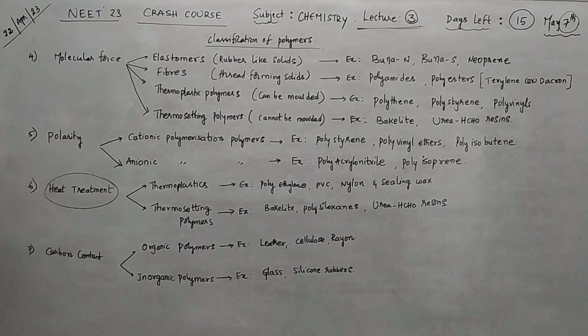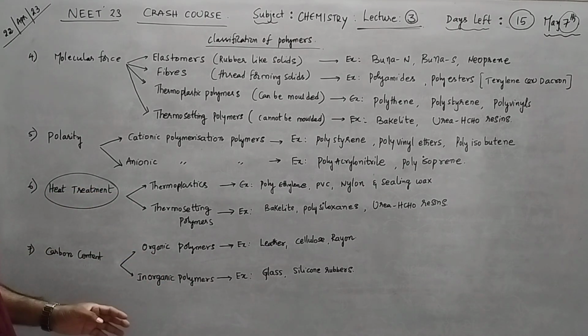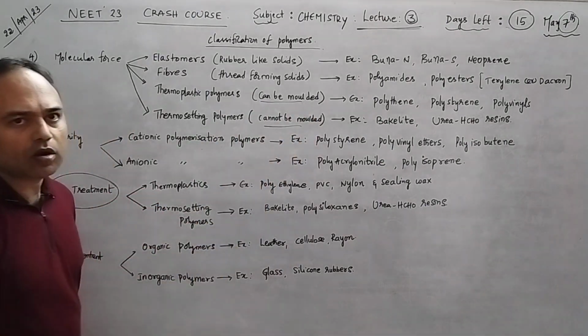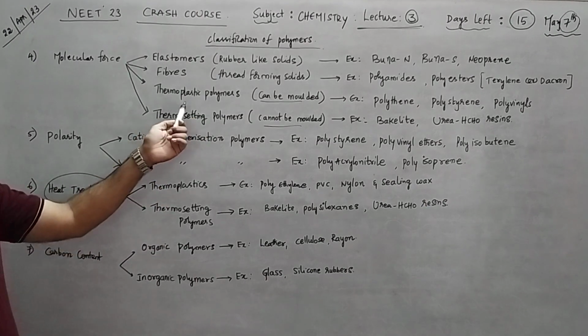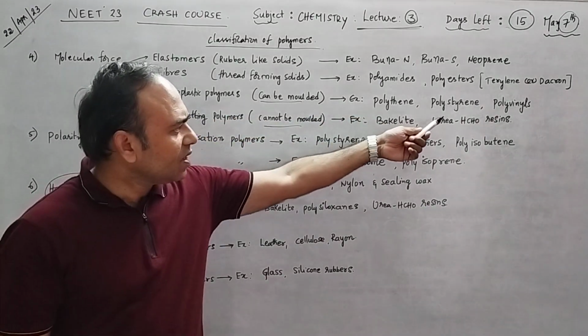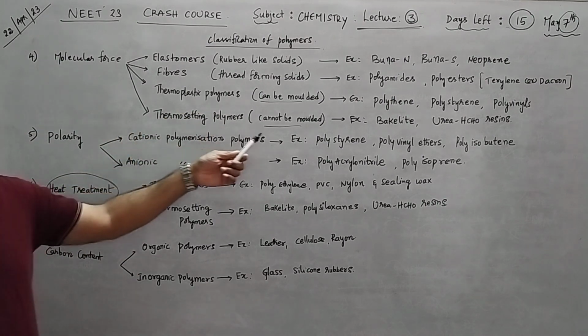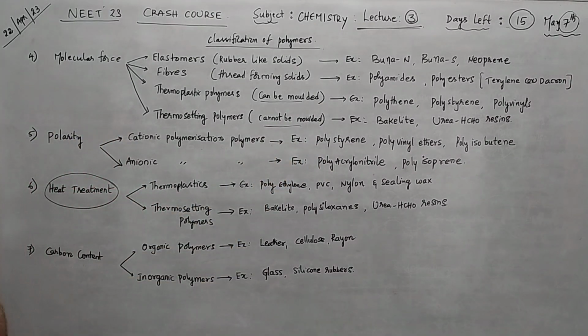So here you have the molecular force classification. Simultaneously, you can also know about the heat treatment. The same thing can be studied separately under heat treatment, how they behave if you are heating them. That is, thermoplastics can be molded. Thermosetting polymers, we cannot mold them back after heating. So the examples are very clear here. Polythene, polystyrene and polyvinyls, we can mold them back, but bakelite and urea formaldehyde resins, we can't mold them.